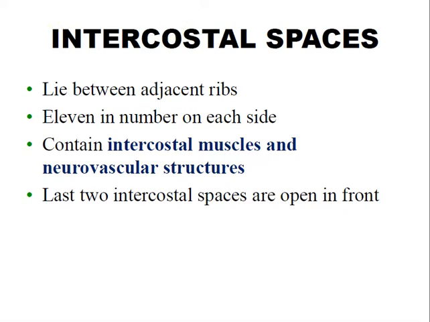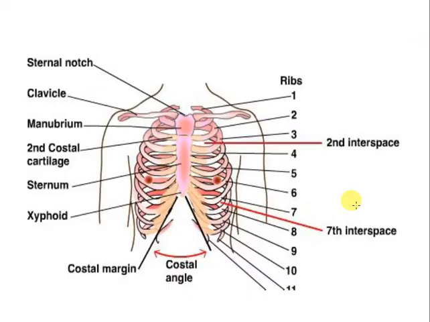Now let's move to intercostal spaces. Intercostal spaces are the spaces between the ribs. They lie between adjacent ribs, 11 in number on each side, and contain intercostal muscle and neurovascular structures. The last two intercostal spaces are open in front, because if you observe the ribs, they are floating ones.